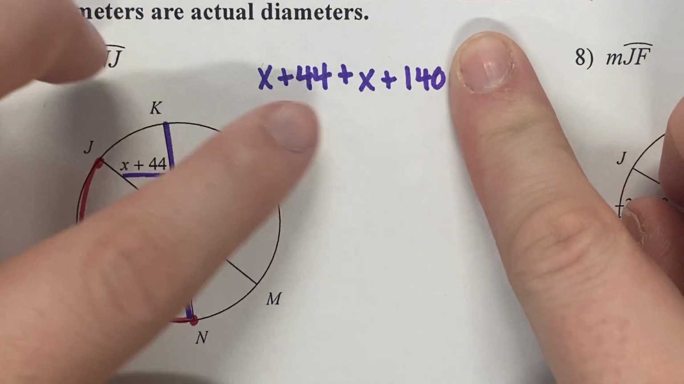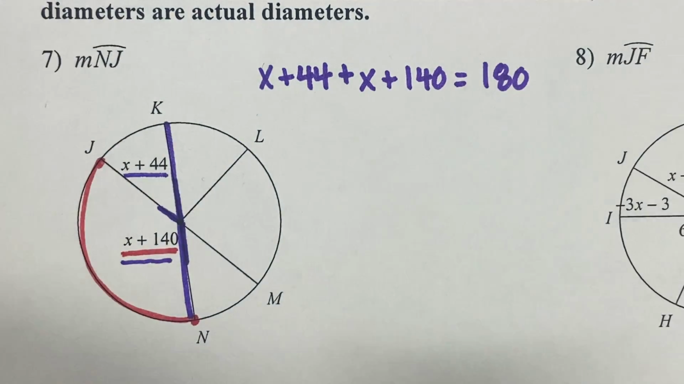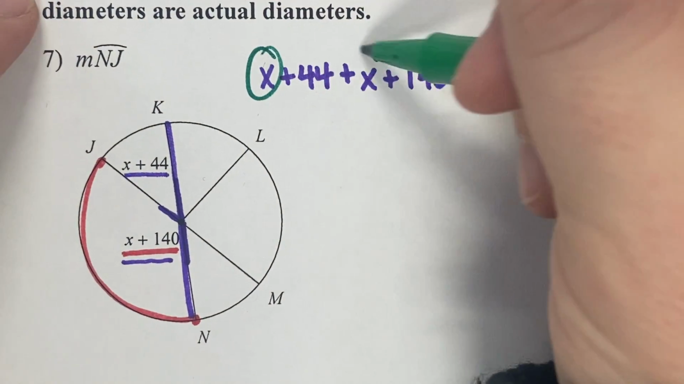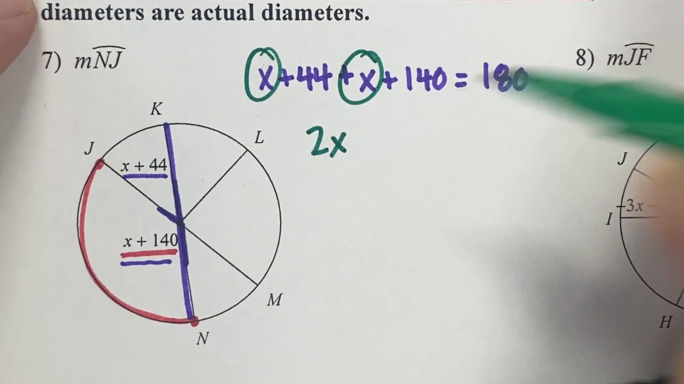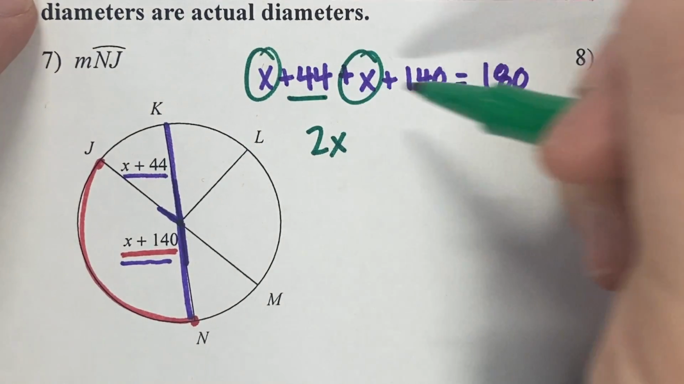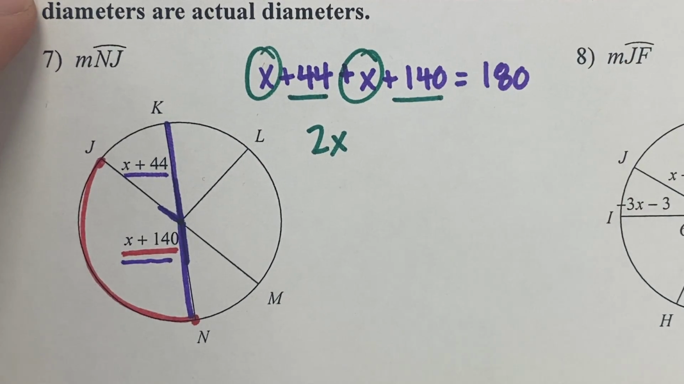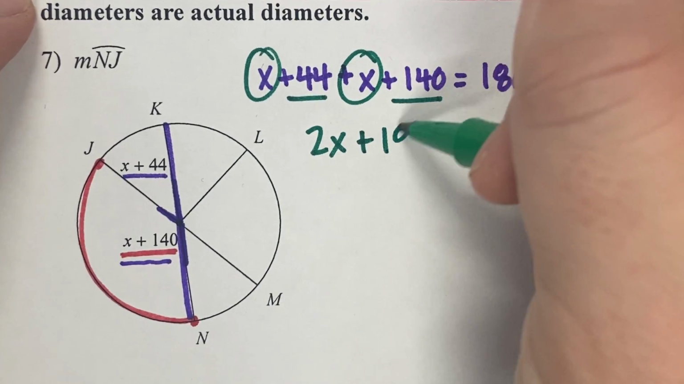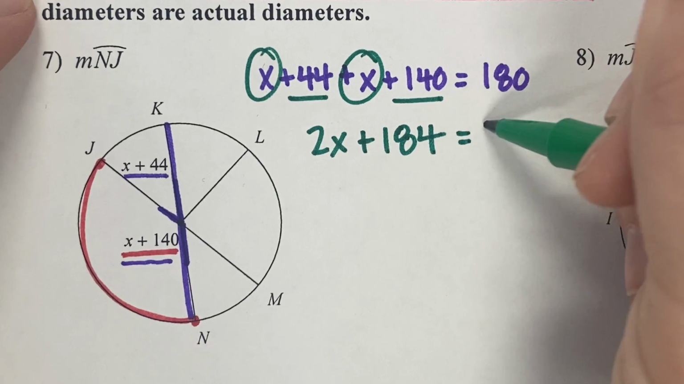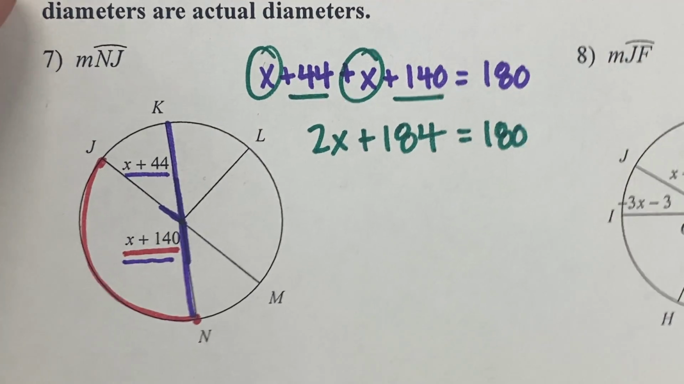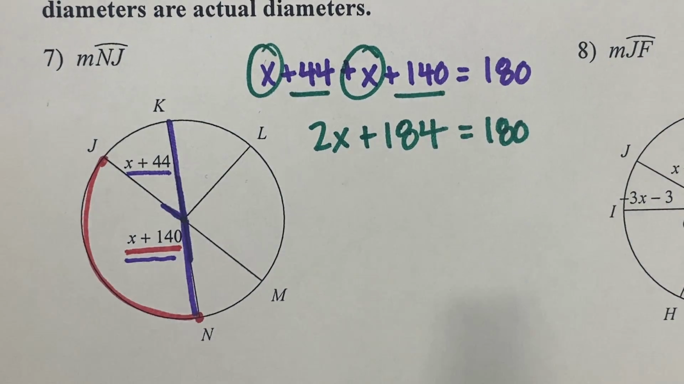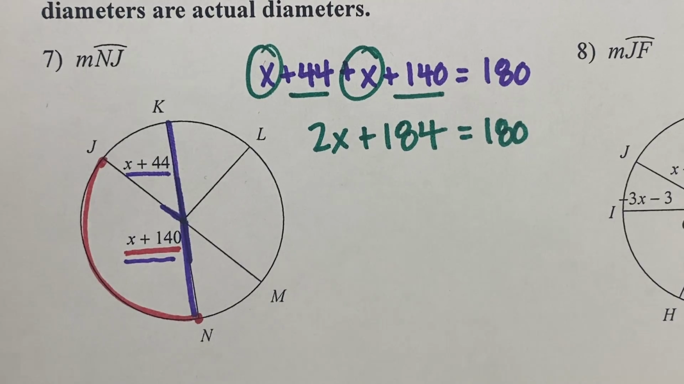Okay, well there's a couple different like terms I need to combine. First I see two x's, one x plus another x is 2x. And then my constants, 44 plus 140 is going to give me 184. And again, it's all equal to 180. So now I can go ahead and solve for x.